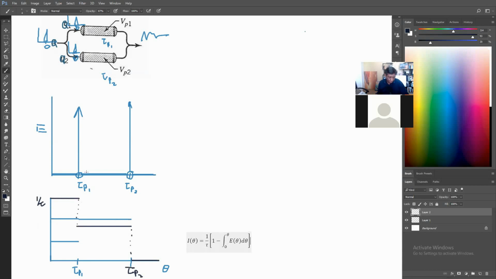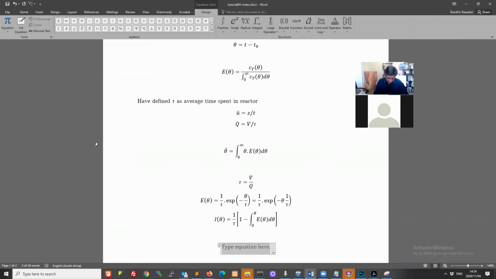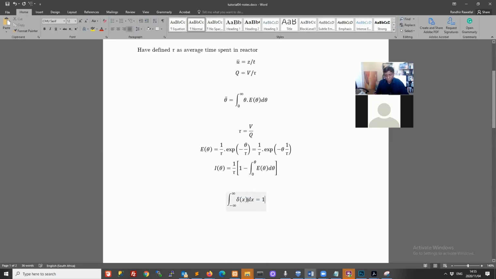And then when you reach tau P1, you have this instantaneous jump here. Now, to integrate across that jump, we actually need to do this in the compartment section. So for now, I'm just going to say, when you integrate across this, remember, for the Dirac delta function, I actually can't recall going through this with this class, but if you integrate across the Dirac delta function, so the integral from minus infinity to infinity, it is one. So it's a strange kind of spike, right?